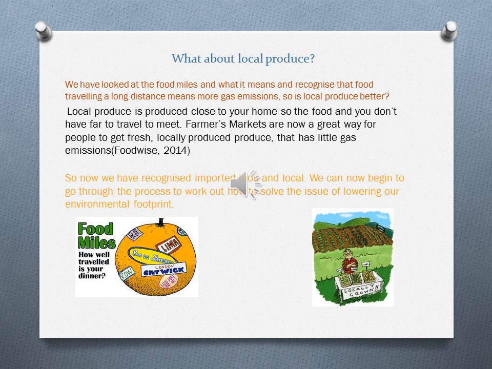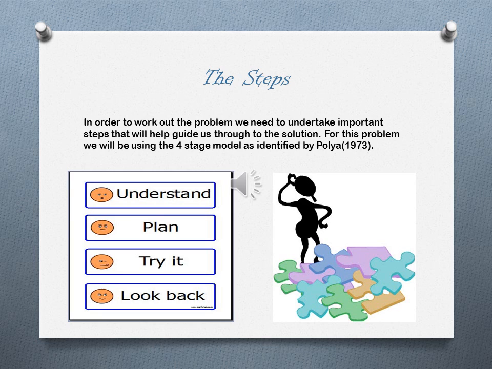Local produce is produce that is produced close to your home, so the food doesn't have far to travel to meet you. Farmers markets are now a great way for people to get fresh, locally produced food that has little gas emissions. We can now begin to go through the process to work out how to solve the issue of lowering our environmental footprint. In order to work out the problem, we will be using Polya's 4-stage model.